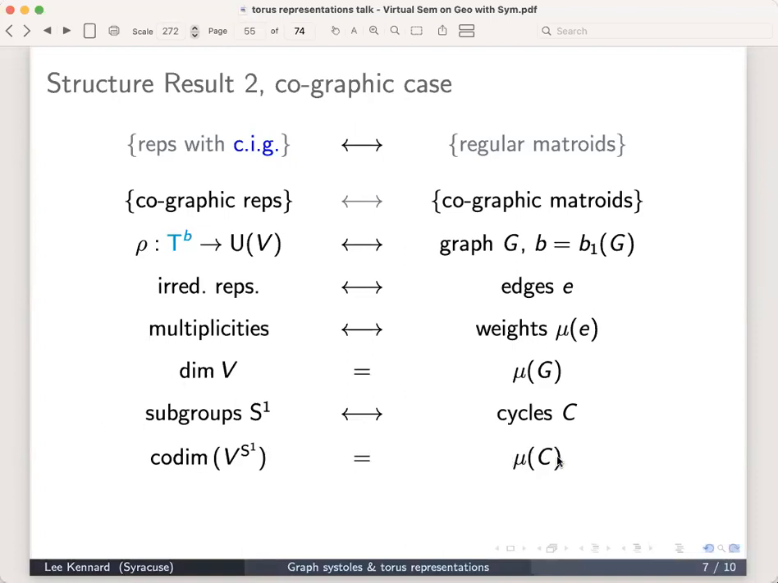Well, that's like measuring lengths of cycles and minimizing over cycles. That's like looking for a shortest cycle. This is called the girth classically, or the weighted girth, if it's a weighted graph like we're dealing with here. If you allow the measure or the weights to vary, then you can think of it as a graph systole instead.